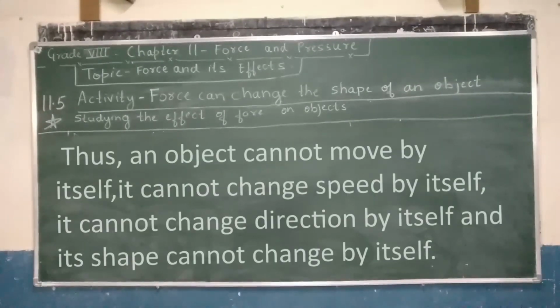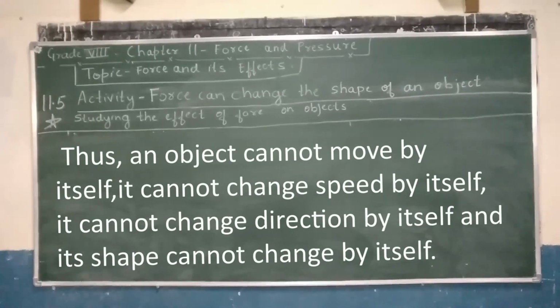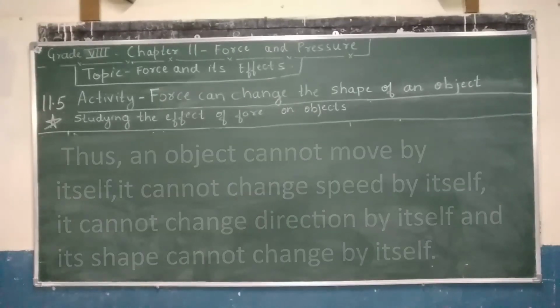Thus, an object cannot move by itself, children. It cannot change speed by itself. It cannot change direction by itself. And its shape cannot change by itself. Some force must be applied to do so. So these were some of the effects of force.